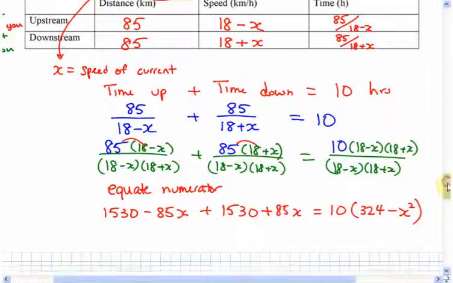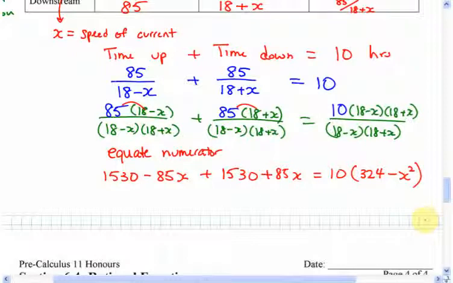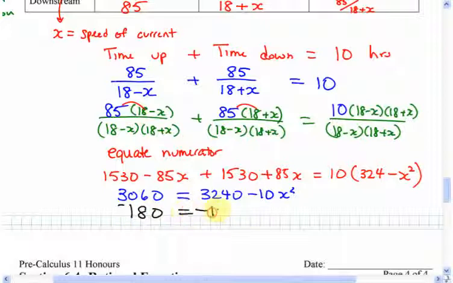Isn't it nice how math now puts everything together? It's like, wow, all that stuff you learned before. 1530 plus 1530, 3060. Don't go yet. 3240 minus 10x squared. What's 3060 minus 3240? Can someone help me out by subtracting? Is it 180? So negative 180 equals negative 10x squared. That's good. So x squared equals 18.